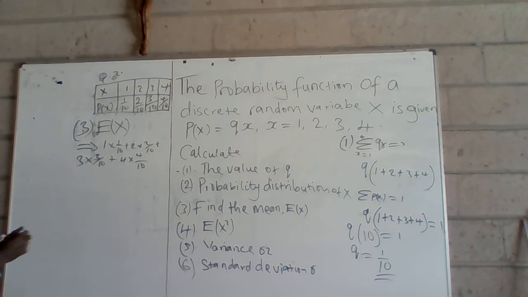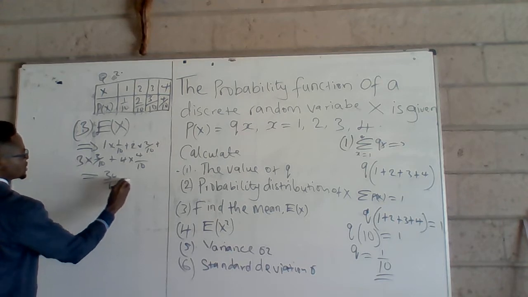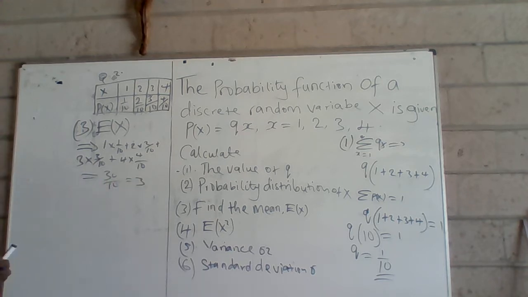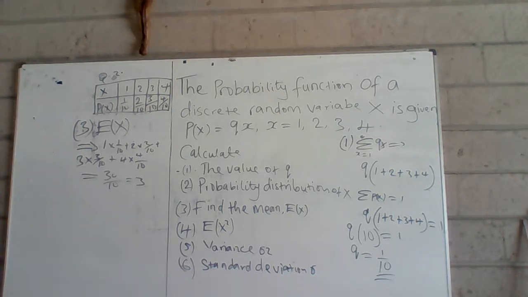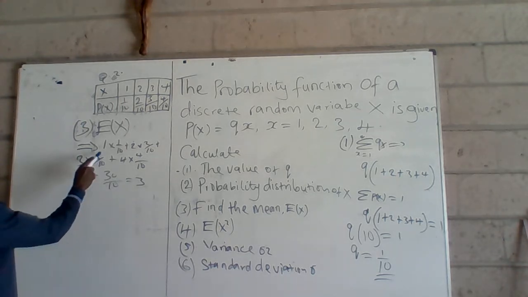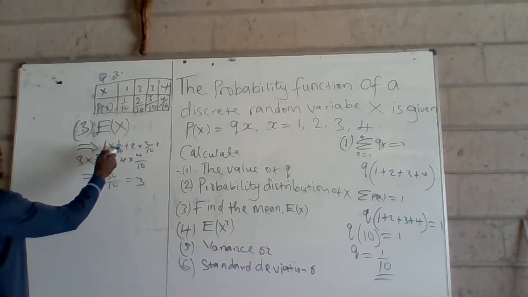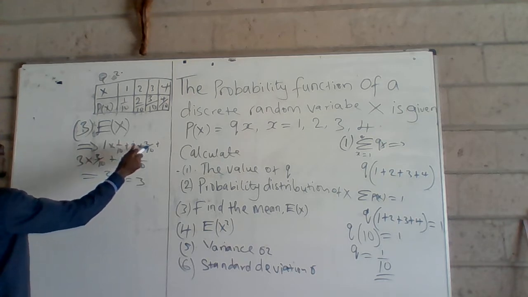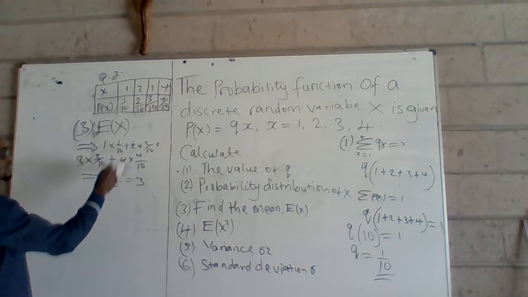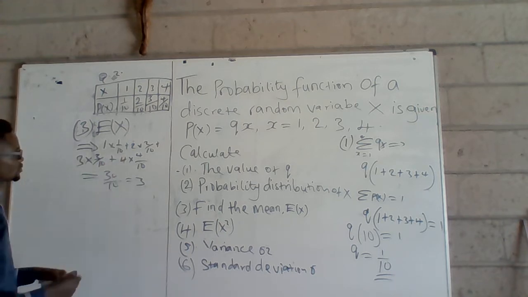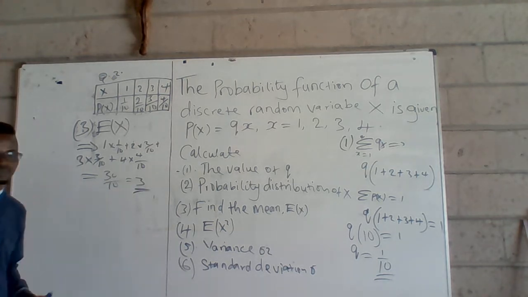You can put this in your calculator. I think you will get 30 over 10, which is equal to 3. You can put it in your calculator, I don't have mine here. But you see, you have 1 times 1 over 10 plus 2 times 2 over 10 plus 3 times 3 over 10 plus 4 times 4 over 10. You have 30 over 10, which will give you 3. So this is our expected value.